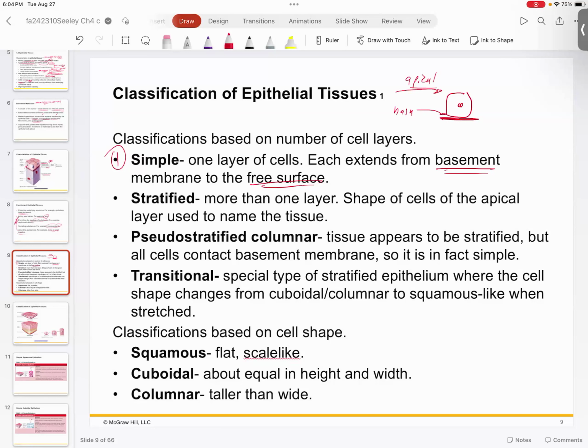Now, what happens if you have more than one layer? If you have two or more layers, then basically you're what's referred to as stratified. And stratified, what that basically means is that one cell is in contact with the apical while another is in contact with the basal. So this is kind of what that looks like. So here is one cell here. I'm going to put another layer right there. So now you can see that cell number one is in contact with the apical surface.